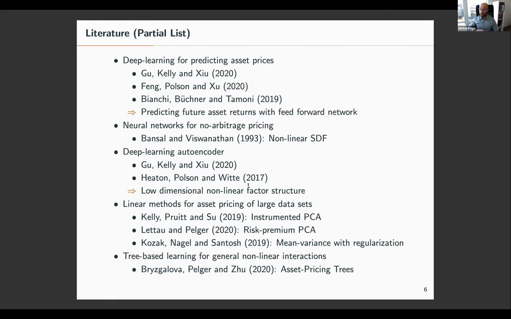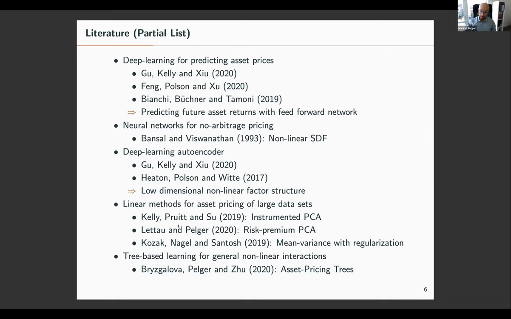I just want to briefly highlight the literature here. There's one part of the literature that relates to what Turan just presented. I think the most important paper there is a pioneering work by Bryan. And this literature has shown that machine learning methods are very helpful for finance, and non-linearities and regularization are important when it comes to predicting returns. Now, this literature is taking more or less off-the-shelf methods and is not including an economic structure per se.